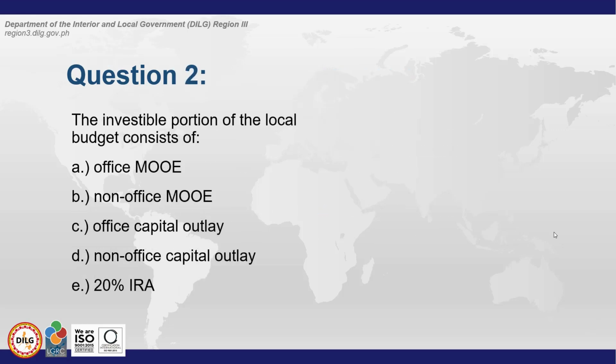Question number 2. The investable portion of the local budget consists of A. Office MOOE, B. Non-office MOOE, C. Office capital outlay, D. Non-office capital outlay, or E. 20% of IRA. And the answer is B and D. Non-office MOOE and non-office capital outlay.